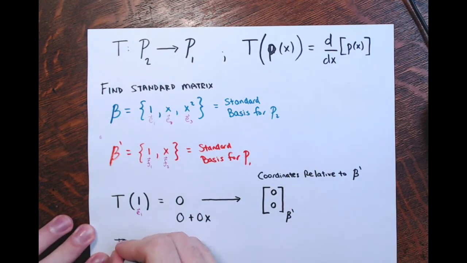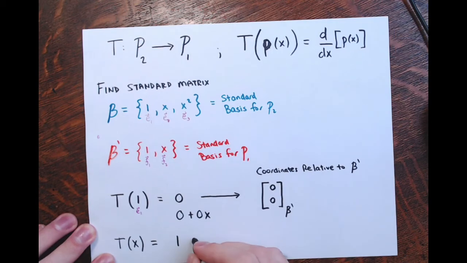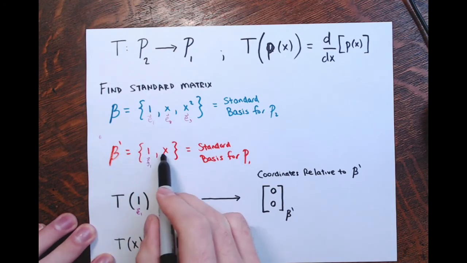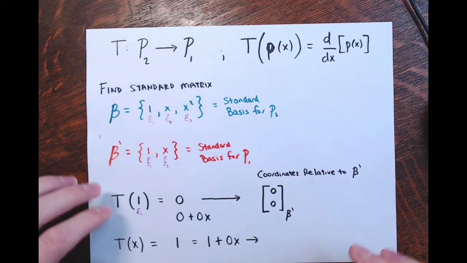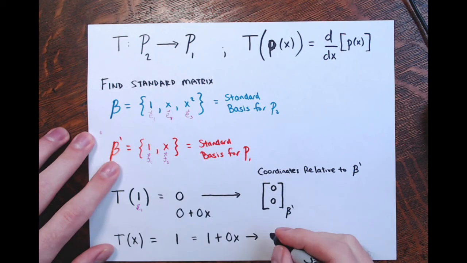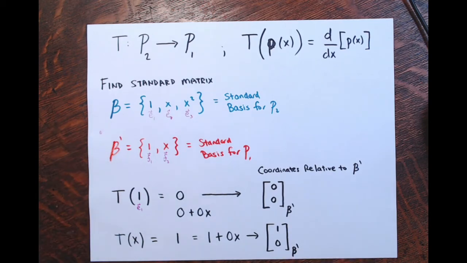All right, then what's T of x? Well, the derivative of x would simply be 1, which if I write it in terms of the vectors of B prime, that's 1 times 1 plus 0 times x. So when I translate it to its coordinates relative to B prime, those coordinates are 1 and 0. Right? 1 times 1, 0 times x. And this will be the second column of my standard matrix.